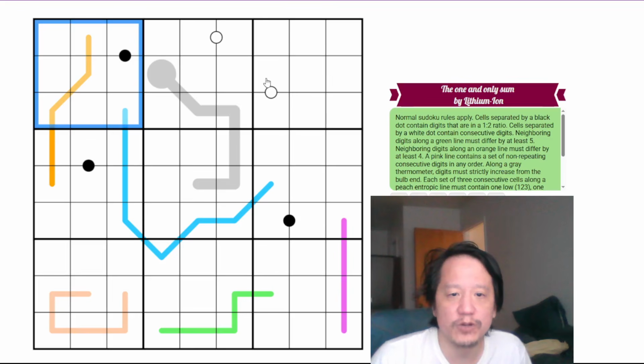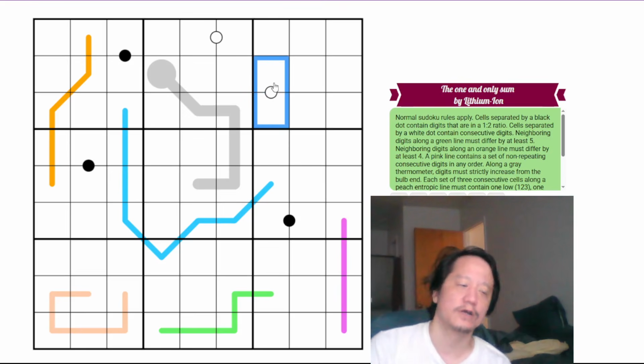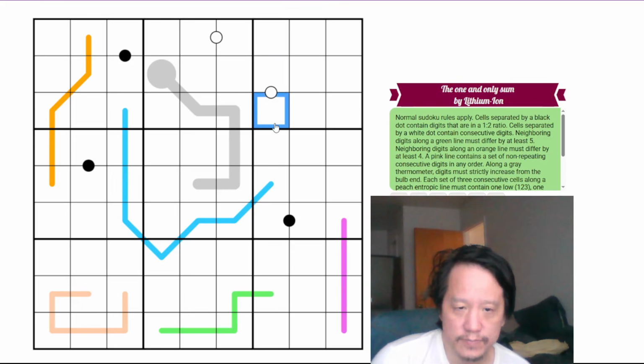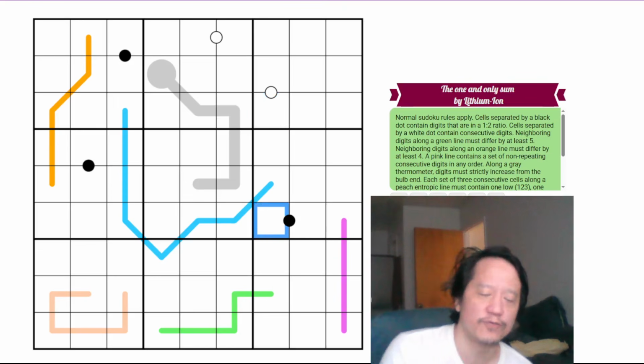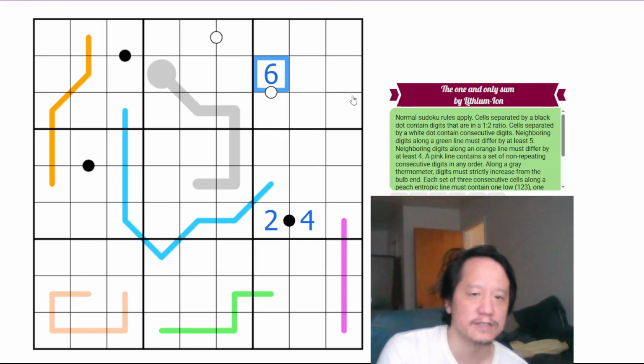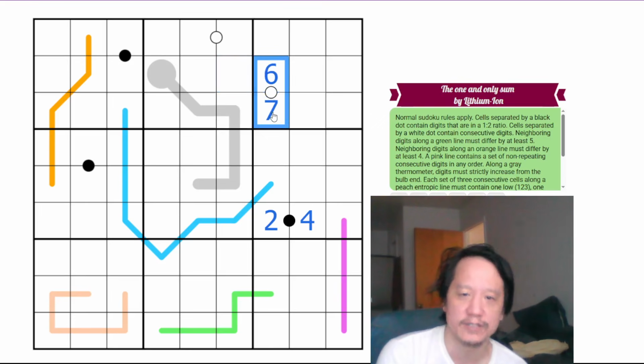Cells separated by a black dot contain digits that are in a 1 to 2 ratio, and cells separated by a white dot contain consecutive digits. These are named Kropki dots. As an example, if we had a 2 here, this would have to be 1 or 4 to maintain a 1 to 2 ratio between them. And if we had a 6 here, this would have to be 5 or 7 for these digits to be consecutive, because there's a white dot between them.